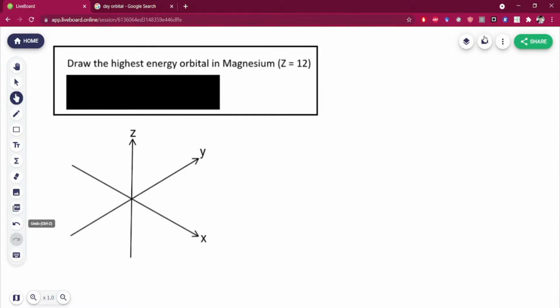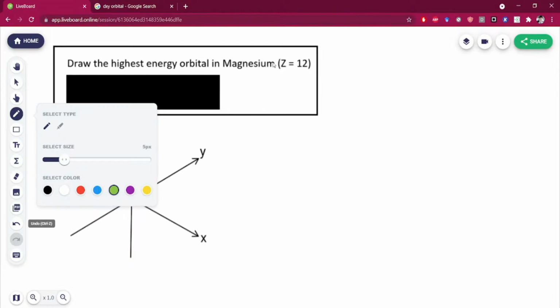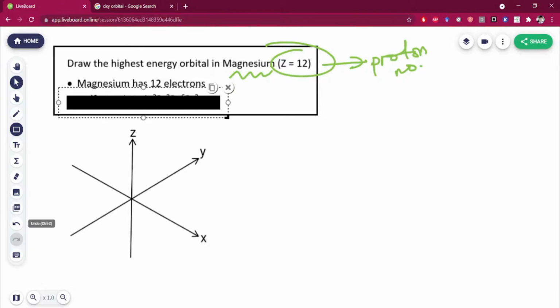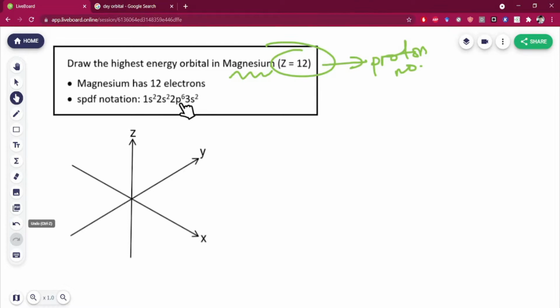Now let's have a look at a very simple example here. This is quite a typical question in exams when they want you to draw the highest energy orbital of magnesium. So you are given the proton number right here. Okay, so that is the proton number. Very typical question. When you know that it is 12 and this is not in ionic form, then you can say that magnesium has 12 electrons. When you arrange those 12 electrons in SPDF notation, you'll get 1s2, 2s2, 2p6, 3s2. So that is 12 electrons.